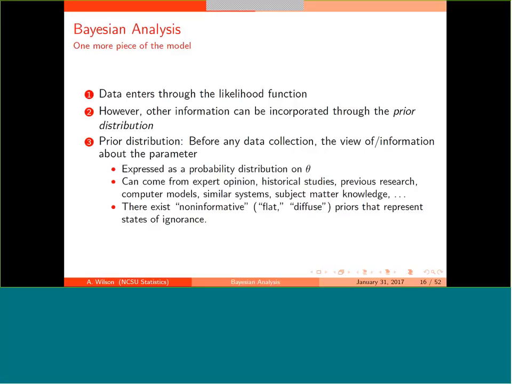And I'll make that much more concrete in just a minute. This previous information can come from basically anywhere. It can come from expert opinion. It can come from historical studies. It can come from previous research or testing, from computer models, from similar systems. Sort of pick your favorite thing.